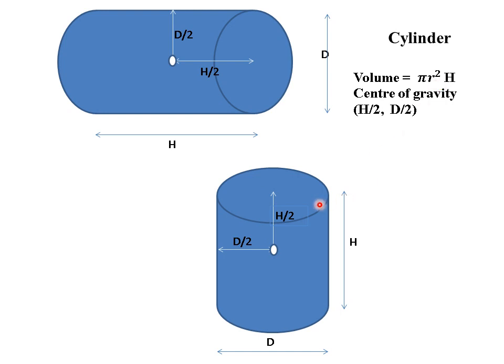So how is the volume? See, a cylinder comprises a circle and then it has a certain height. So you know the area of a circle is pi r square. Multiply it by height, and you will get the volume of the cylinder.